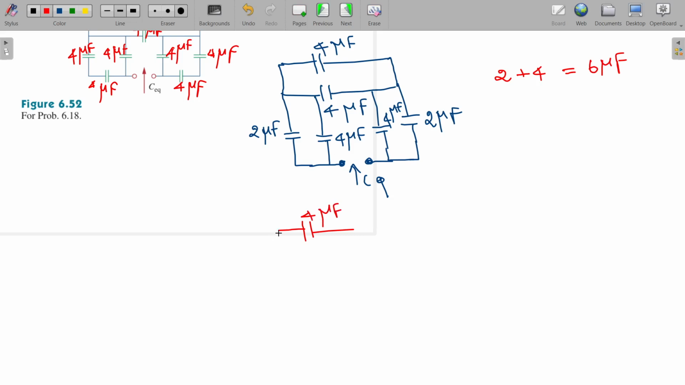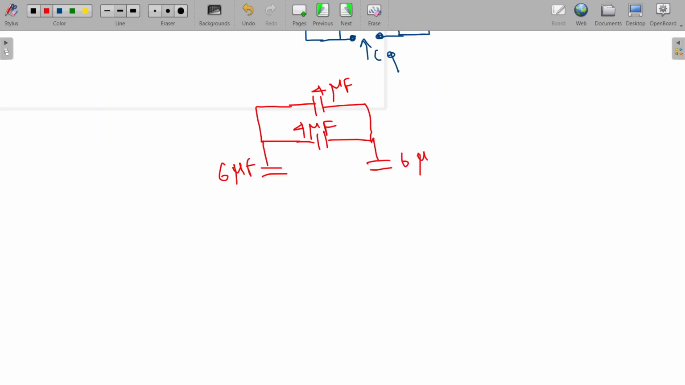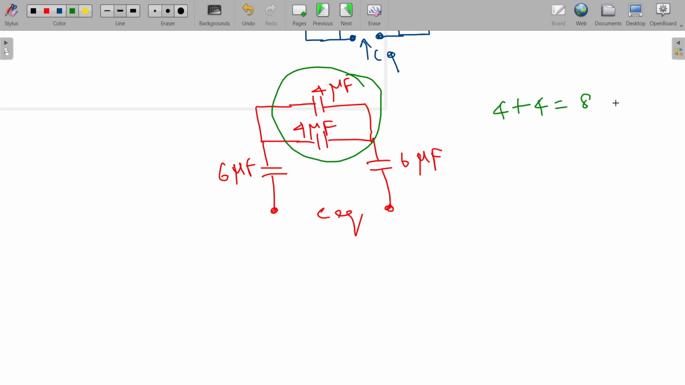microfarad, again another 4 microfarad is there, and on this side you have this capacitance of 6 microfarad. Here also you have the 6 microfarad. Then here you have this opening, right, where you have to find out this C equivalent. So now you consider this case here, these two are now parallel combination, right? So parallel combination of 4 and 4 means it is 4 plus 4, that is equal to 8 microfarad.